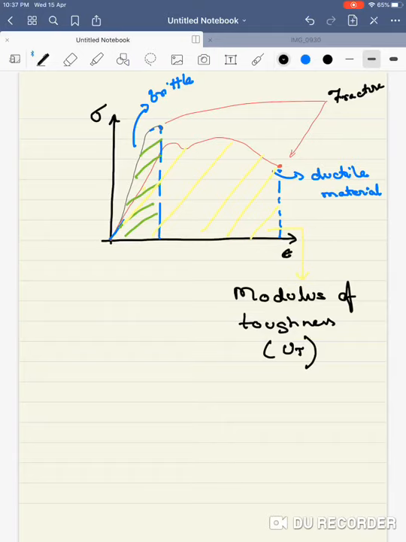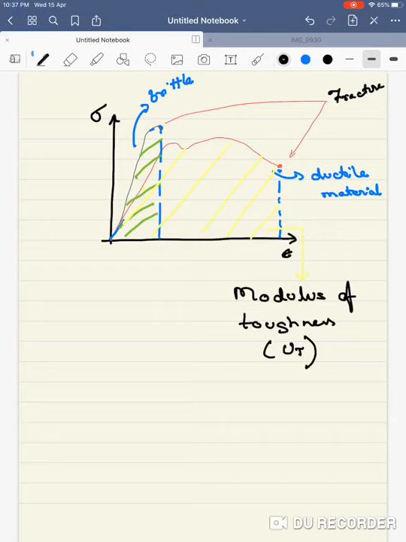If you want to do a quick experiment at home, something which behaves like a ductile material would be, let's say, plastic. And something that behaves like a brittle material, biscuit.